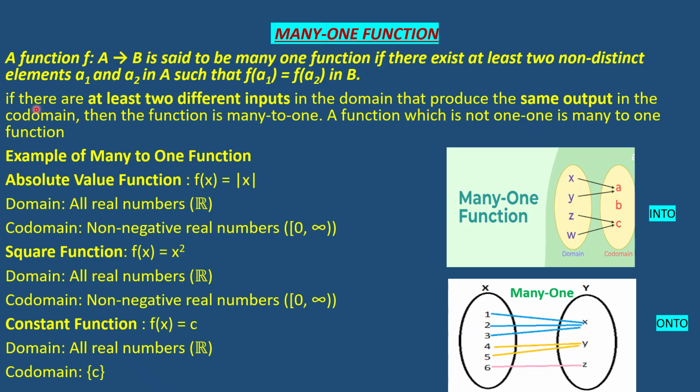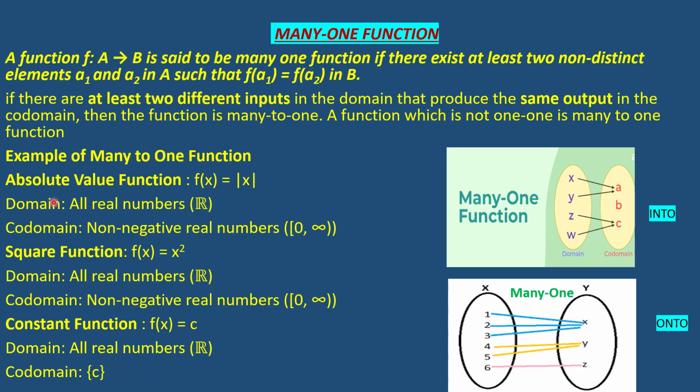In other words, we can say if there are at least two different inputs in the domain that produce the same output in the codomain, then the function is many-to-one. A function which is not one-to-one is many-to-one. We can also say it like this. Now, examples of many-to-one functions.